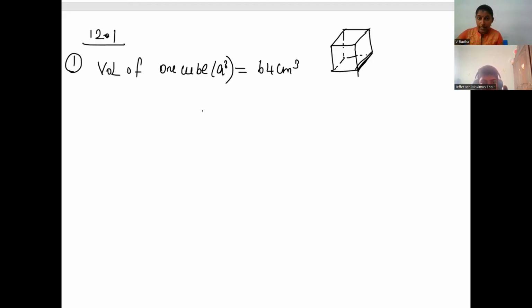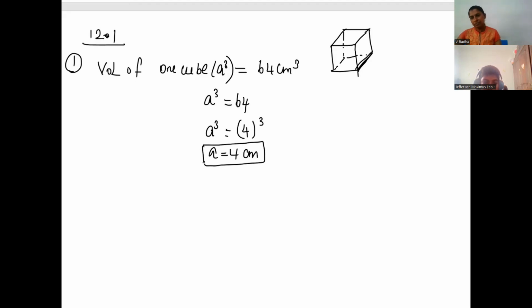Now a cube is equal to 64, so from that we will find the side of the cube. We can rewrite 64 as 4 cube, so a cube is equal to 4 cube, and a is equal to 4 centimeter. But 2 cubes are joined now. I draw the figure one more time. It's a joining figure.